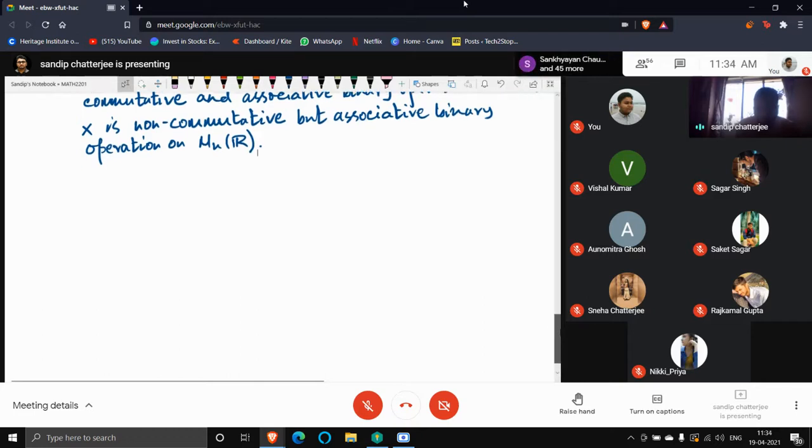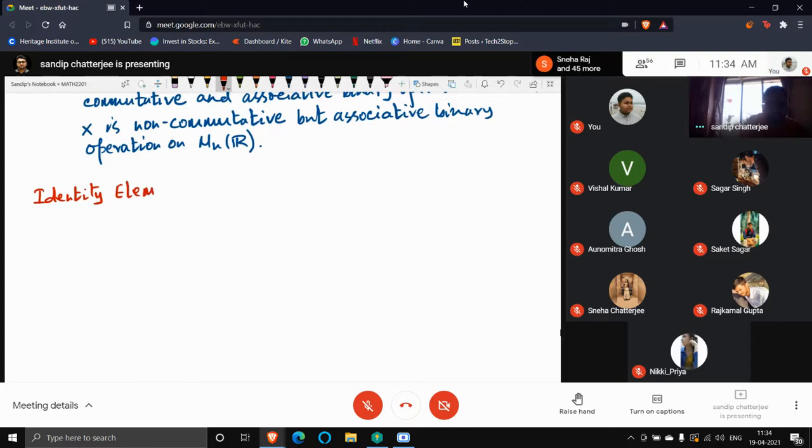Now, if we generalize that concept, then the element for a binary operation which possesses the same property as 0 for addition and 1 for multiplication is known as the identity element, which is a very important concept in group theory. There is identity element. So what is an identity element?